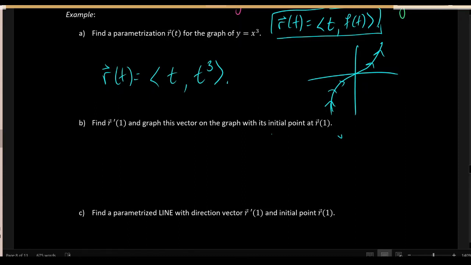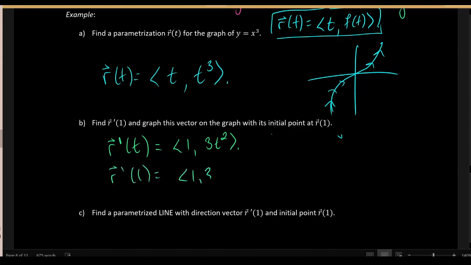So the first thing that we need to do, always, the first thing is find the derivative. Do that before plugging in the given time. The derivative of t is 1, and the derivative of t cubed is 3t squared. Then, let's plug in 1 after having found the derivative, and we get 1, 3.